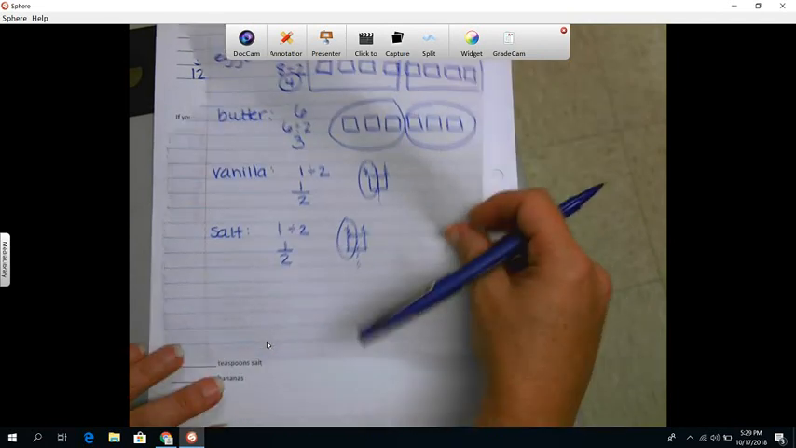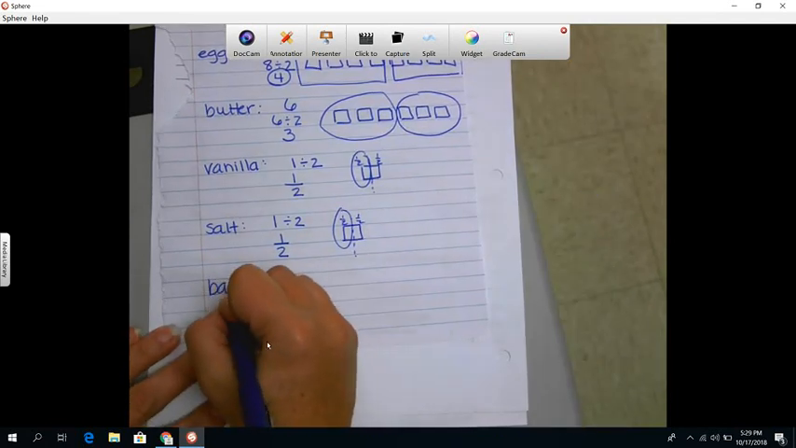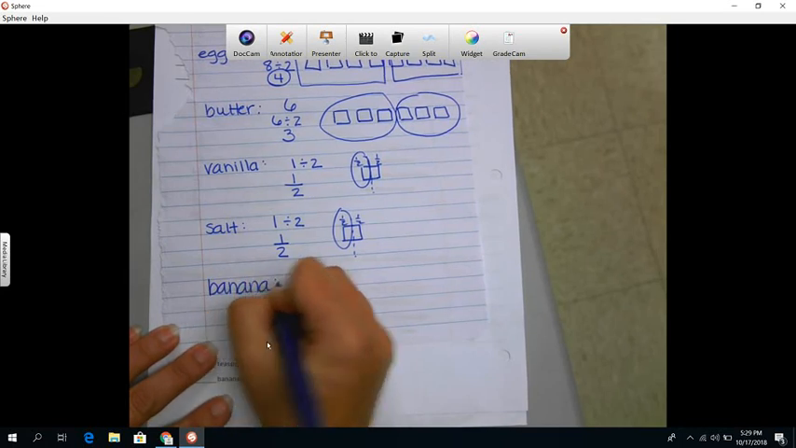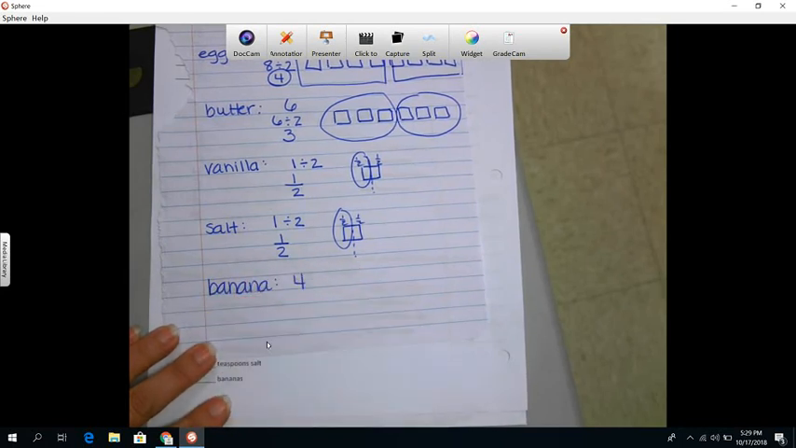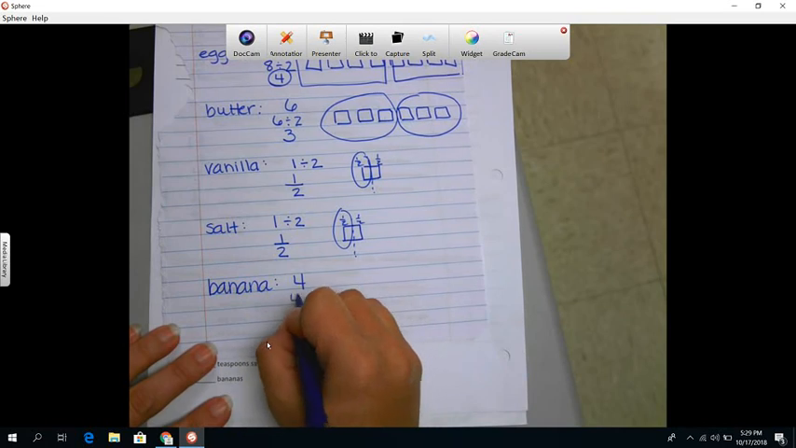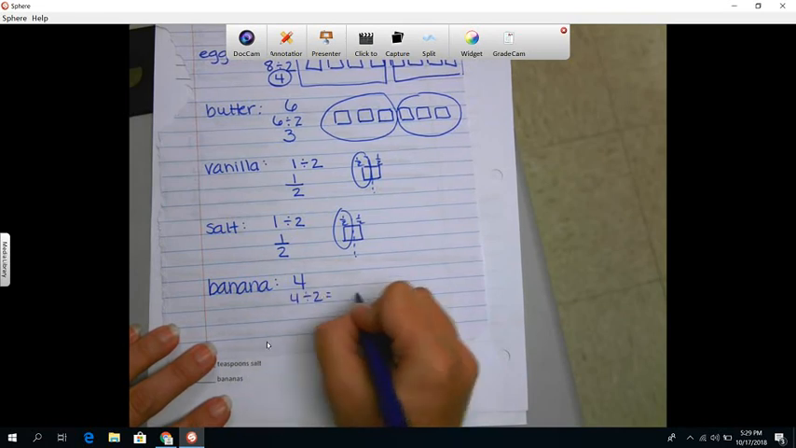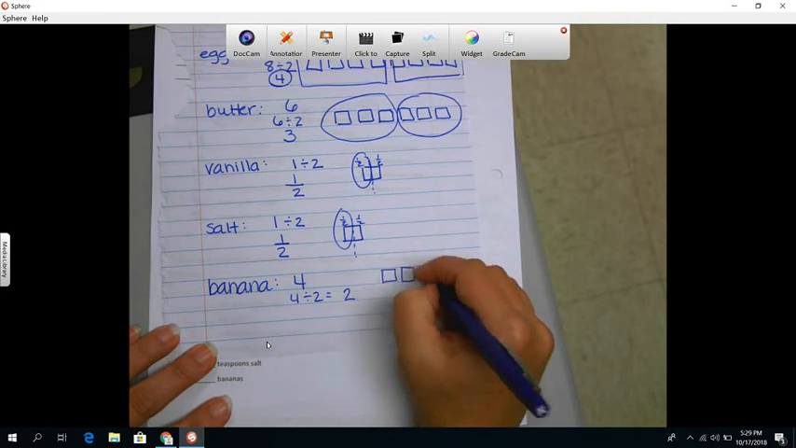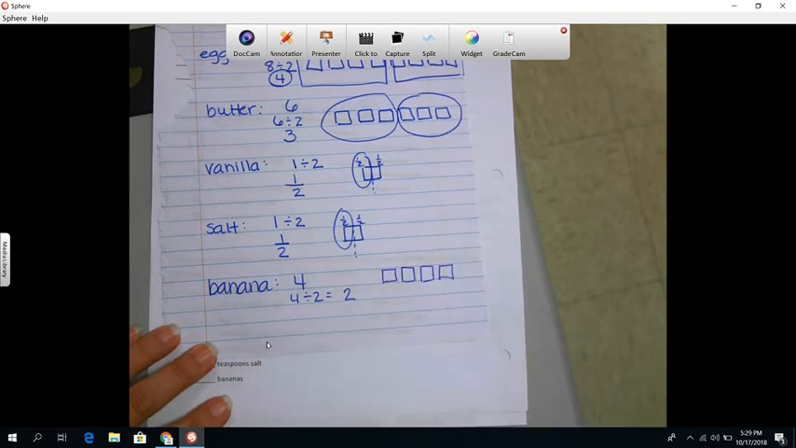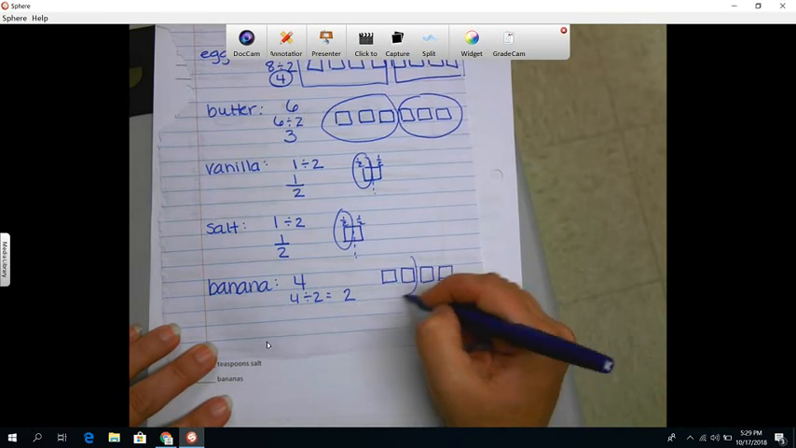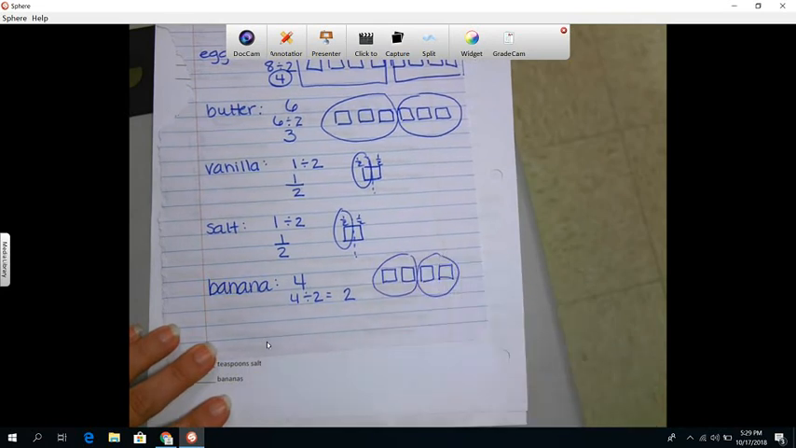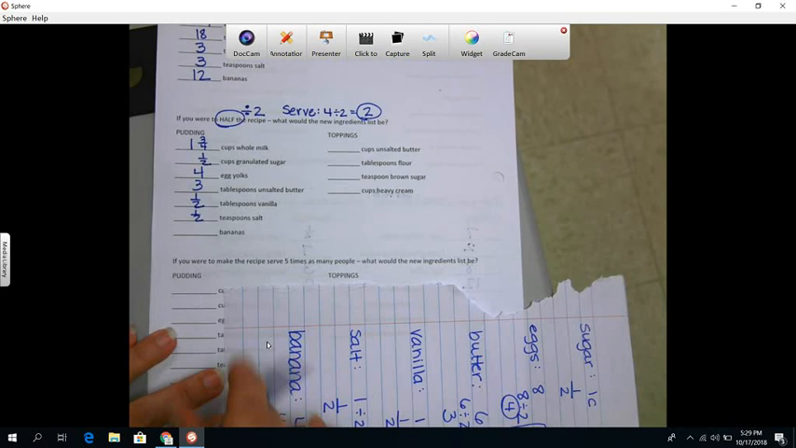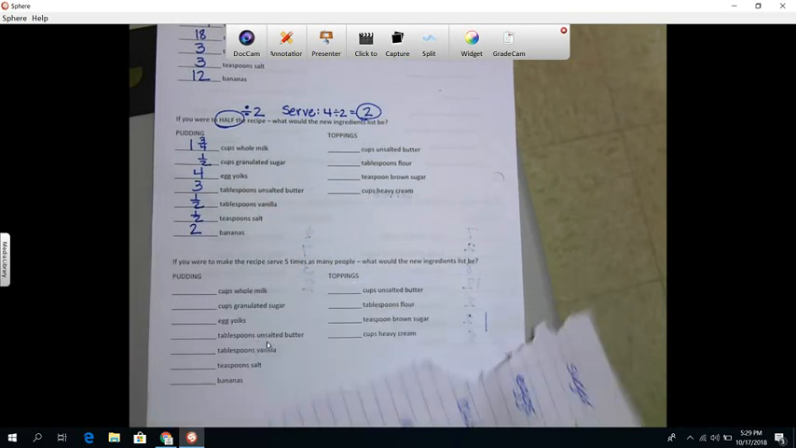And last but not least, my bananas. I needed 4 bananas. I split 4 in 2, so I divided by 2. I need now 2 bananas. If I drew my picture, and I have 4, I now have 2 and 2 make 4. So I need 2 bananas.